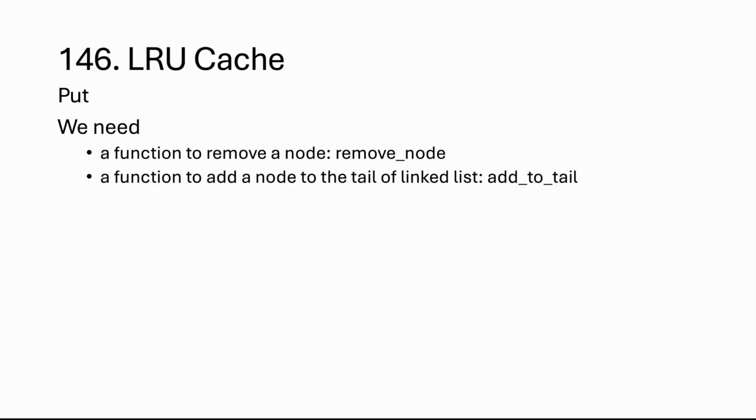For the put function, we need two helper functions. One is to remove a node, the other one is to add a node to the tail of the linked list.